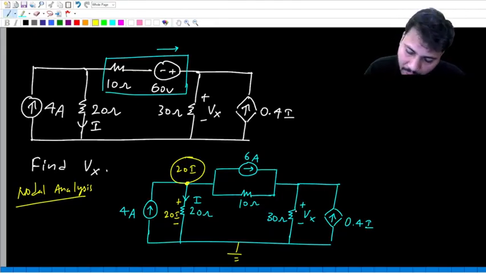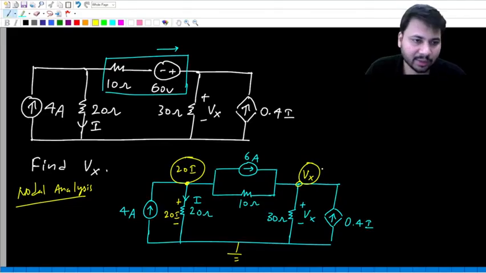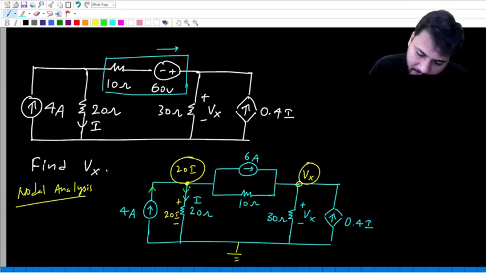Now this is 0, you go from minus to plus at the drop. What is the voltage at this point? It is Vx. So how many unknowns do we have? 2 unknowns, Vx and I. So we can write KCL at this node and also KCL at the other node. 4 amps is entering, I is leaving, 6 is leaving, and this current is also leaving.